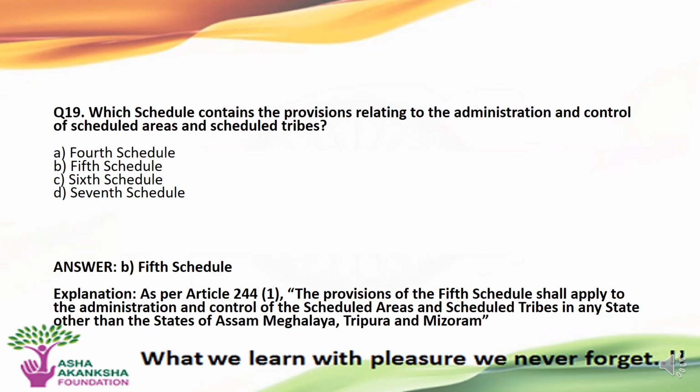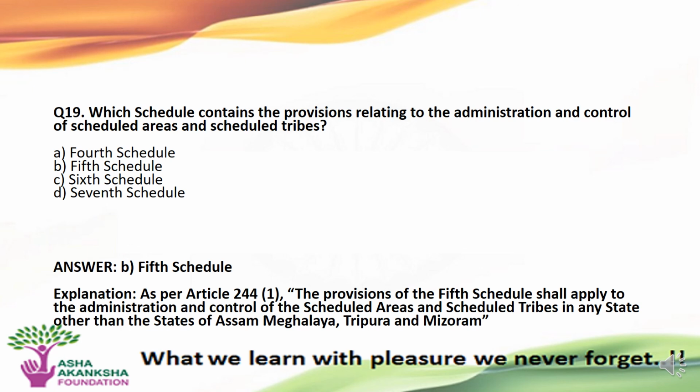The next question is, which schedule contains the provisions relating to administration and control of scheduled areas and scheduled tribes? Options are A, 4th schedule, B, 5th schedule, C, 6th schedule, or D, 7th schedule. The correct answer to this question is option B, that is 5th schedule.